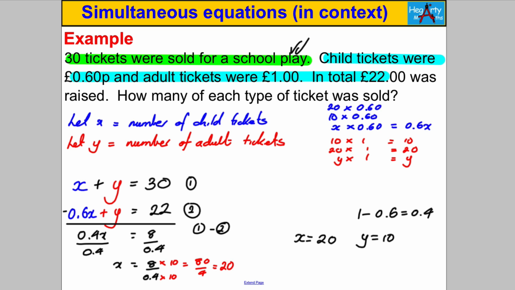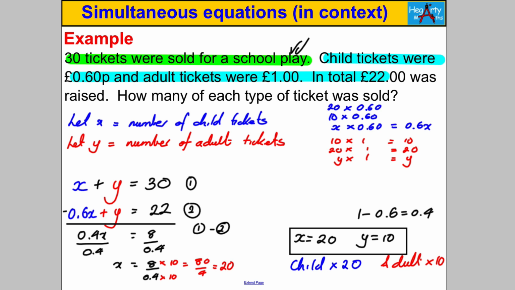And there you go, we have solved the problem. x is 20, y is 10. So the number of child tickets, we'll just state child, I'll just say 20 tickets, and I'll say adult 10 tickets. And we have found the answer to that problem.